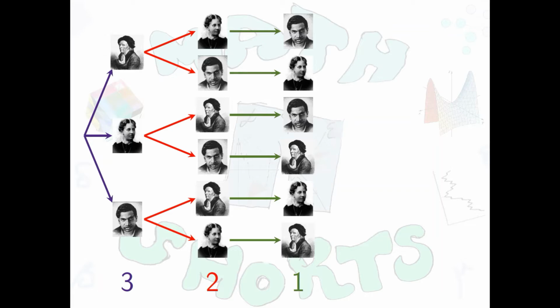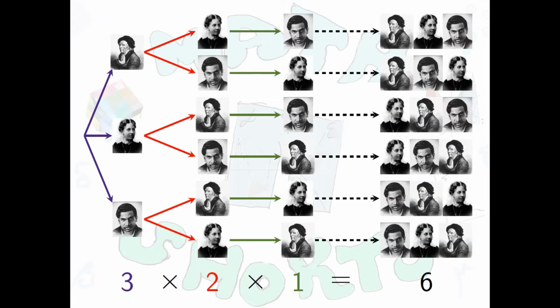Now if we look at this, for each of these 3 people, I've got 2 possible choices. So the total number of choices for first and second is 3 times 2. And same thing for the last one. We've only got 1 choice here, so it's going to be multiplied by 1. So if I look at the total number of choices, it's going to be 3 times 2 times 1, which gives us 6, which was the total that we found at the beginning.